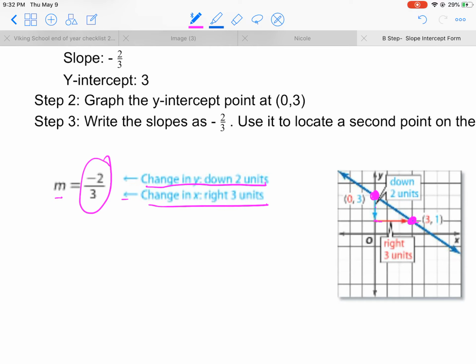Remember that you could also go up, because we know negative equivalent fractions, we can go up 2 and left 3. Same thing. When you make a graph, you always want to have 3 points to make a graph.